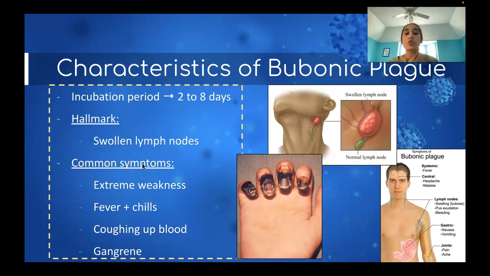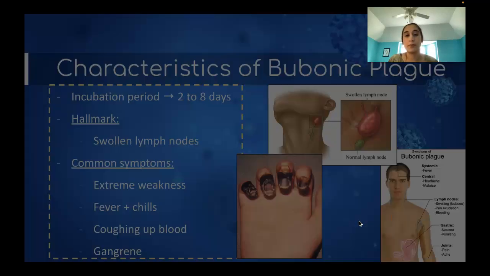Some common symptoms are extreme weakness, fever and chills, coughing up blood, as well as bleeding within the skin, and a process called gangrene, which is basically the death of tissues, and this mainly occurs in the body's extremities, so your arms, legs, fingers, and toes, and it can spread to your internal organs as well. It's characterized by decaying skin, as you can see in this picture where the skin on the fingers is decaying. And then the bottom right picture just shows where certain symptoms affect the body.